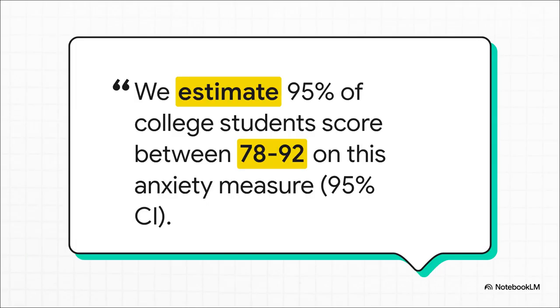Now check out how this finding is worded. The researcher can't be 100% sure, of course, so they create what's called a confidence interval. That's the CI you see there. They're basically saying, look, based on our data, we're 95% confident that the true average for all college students is somewhere in this range. That is a seriously powerful thing to be able to say based on just one small study.